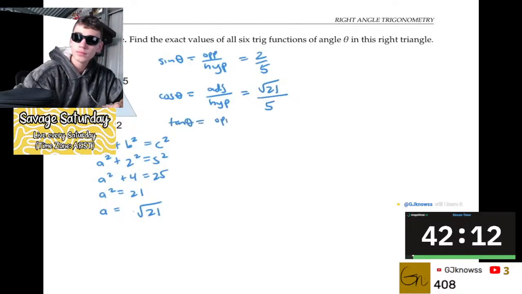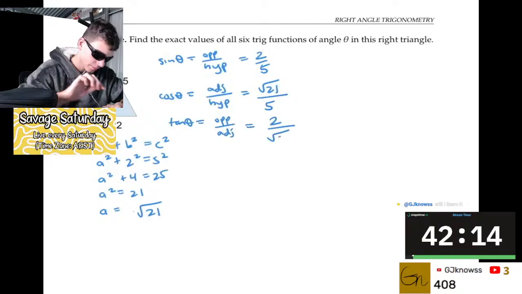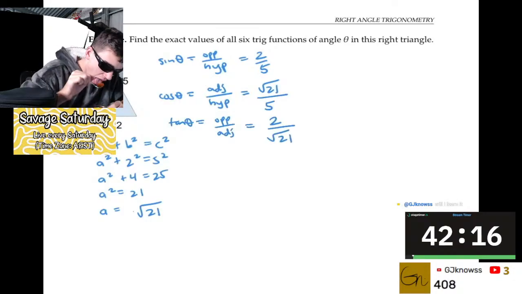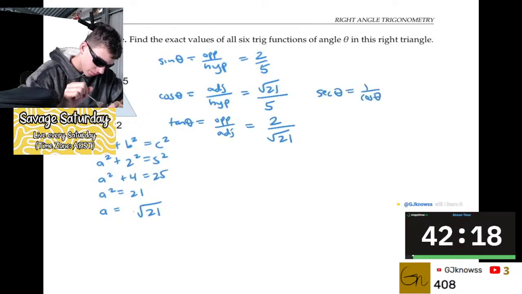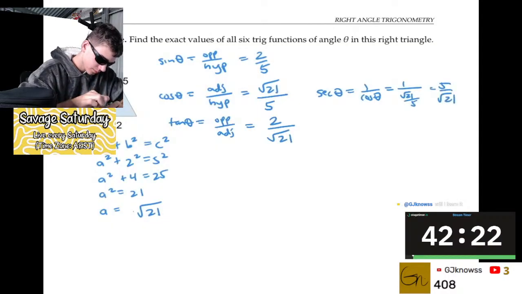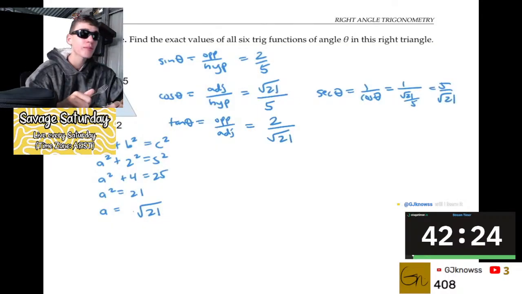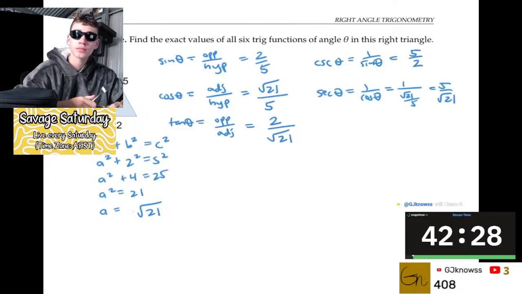Tangent theta is the opposite over the adjacent, so that's going to be 2 over the square root of 21. To compute secant of theta, that's 1 over cosine theta, so that's going to be 1 over square root of 21 over 5, which is 5 over the square root of 21, the reciprocal of my cosine value. Cosecant theta is 1 over sine theta, that's going to be the reciprocal of my sine, so 5 halves. And cotangent theta is 1 over tan theta, so it's going to be the reciprocal of my tan value, square root of 21 over 2.